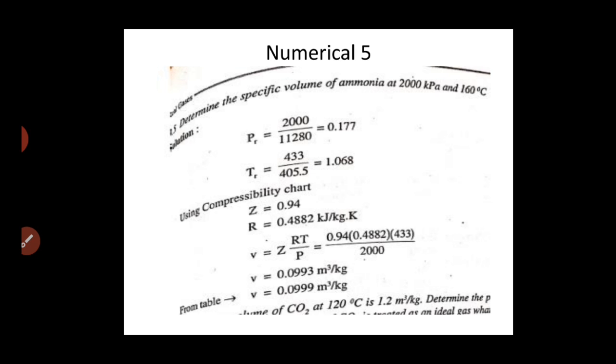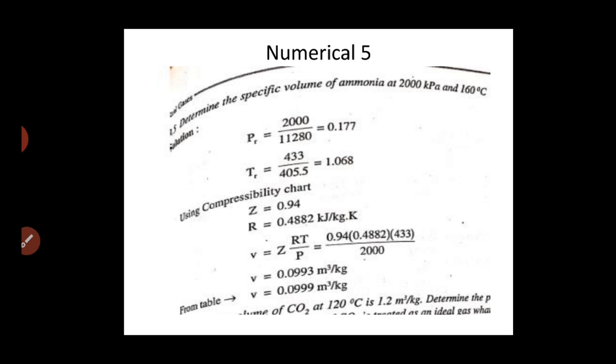So R is equal to R bar, that is 8.3143 divided by 17, and you will get the value as 0.4882 kilojoules per kg Kelvin. So you have to calculate this R. It is directly written here, but you have to calculate this.